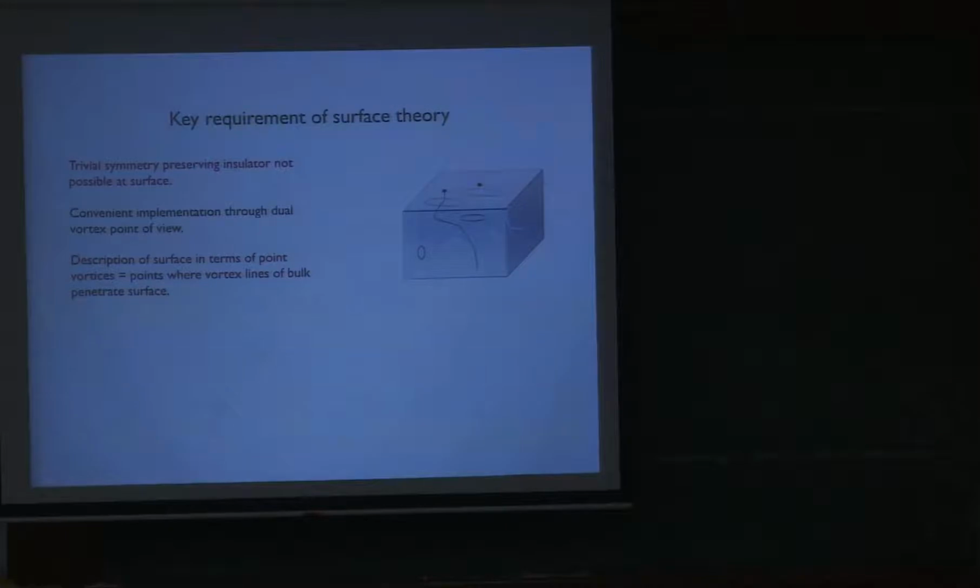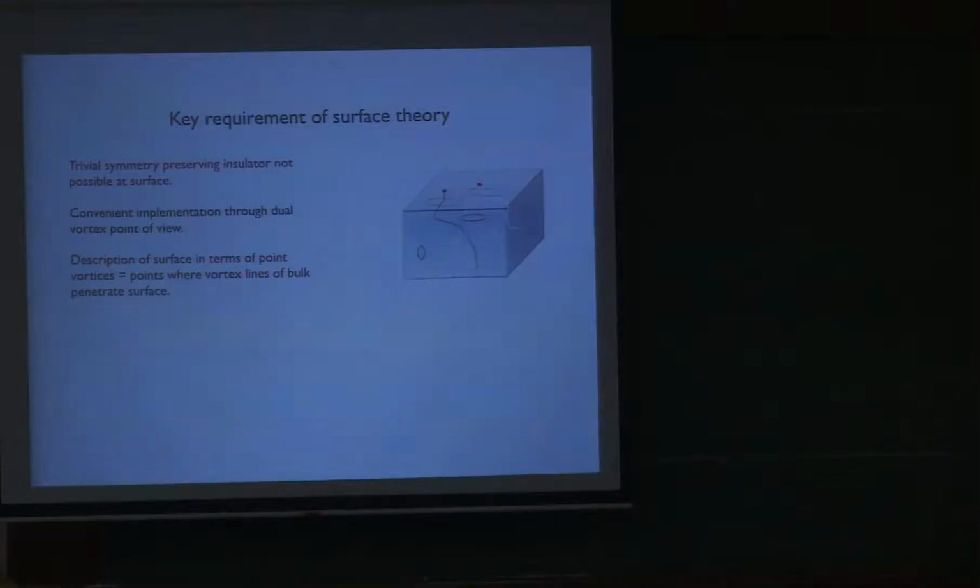So the key requirement of the surface theory, suppose there is a boson topological insulator, right? And it has some surface. What do we know about the surface? What should we impose on the surface? Right? So the key requirement is that a trivial symmetry preserving insulator is not possible at the surface. That it's not possible for the surface to be in a trivial gap state that preserves all the symmetries. Right? So that's the basic story.